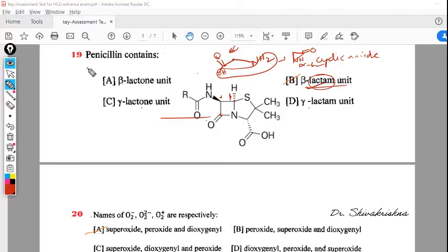So this is the core of the penicillin group. Many penicillins are there in that family, and most of them are antibiotics. They can be used for other toxic effects also. So the penicillin family will contain beta lactam rings.